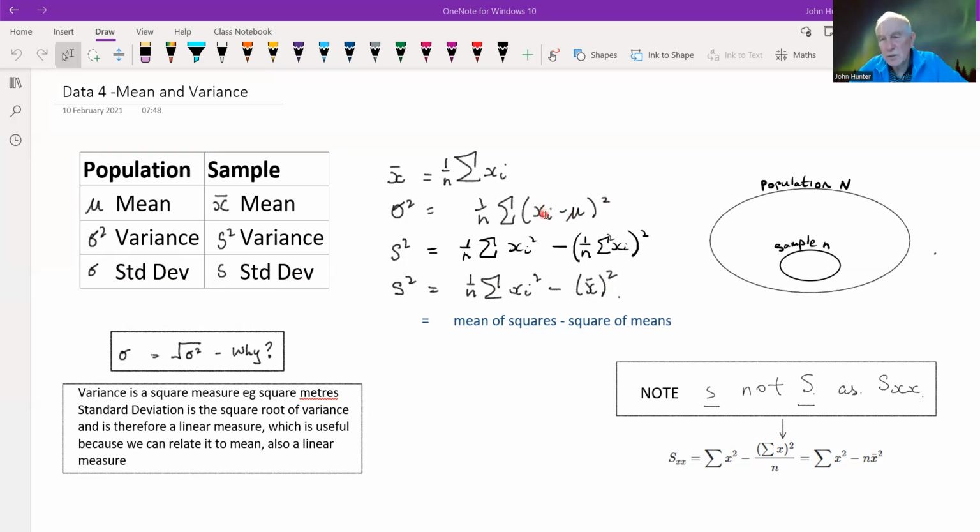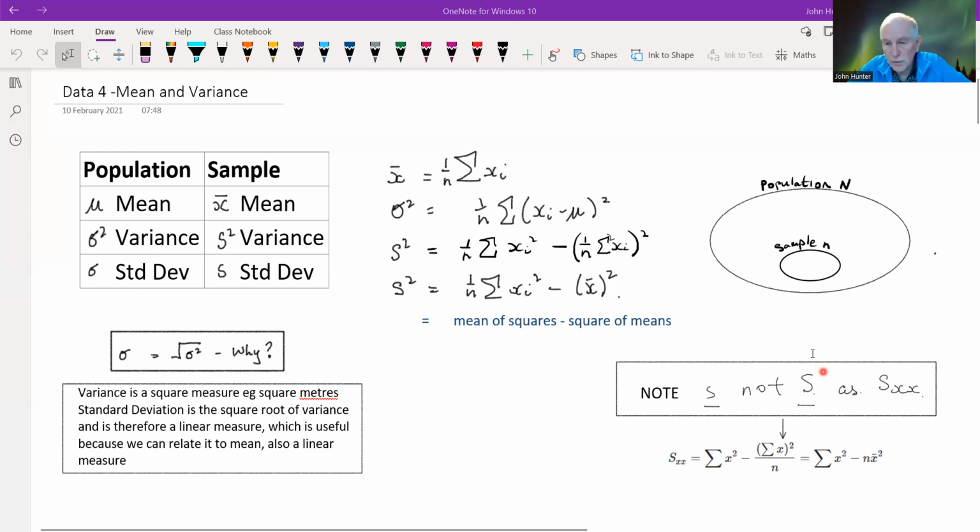We want the measure of spread to be in the same units as the actual data. So we take the square root. That brings our square meters back to meters. So that's why we do that.